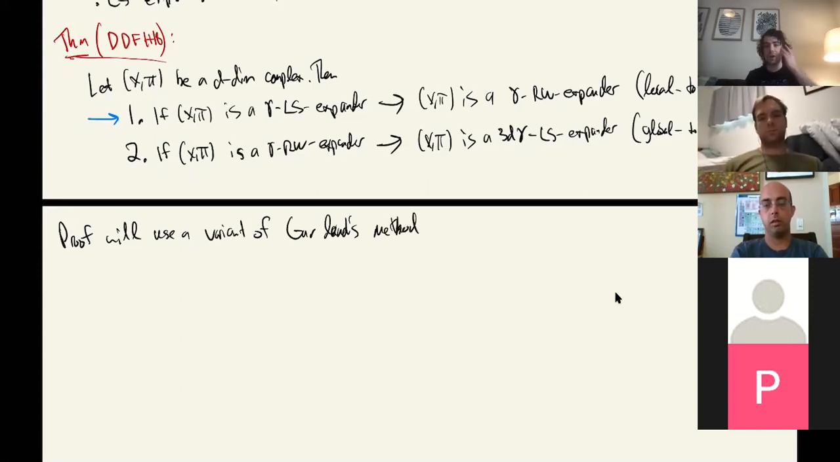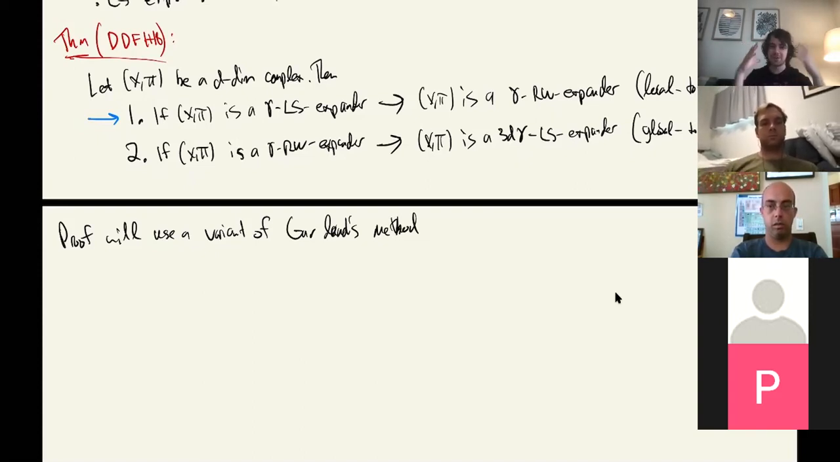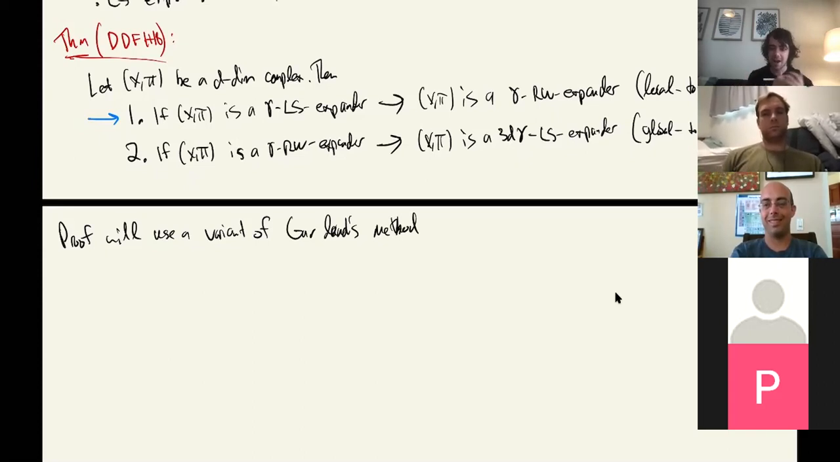And remember, what is Garland's method? Garland's method was essentially a way of breaking up a function, or whatever you're interested in looking at, over links in the complex. So we start with some global object. We'll use Garland's method, which is really just a buzzword at this point for some way of breaking down your object of interest over links of the complex. As far as I can tell, it really just means any way of doing this.